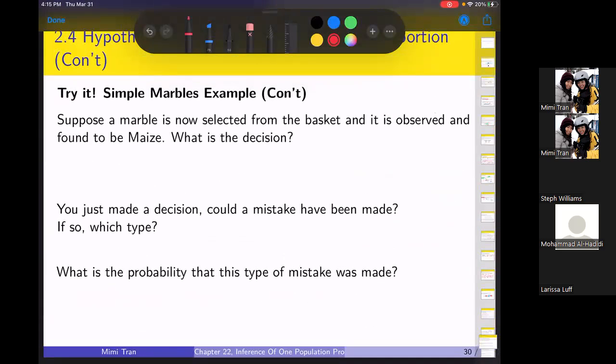All right, suppose a marble is now selected from a basket. It is observed and found to be blue, not maize.